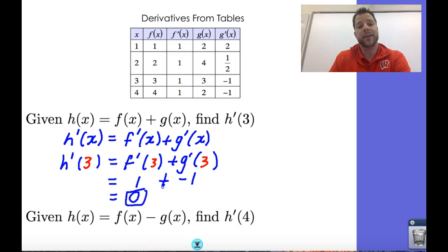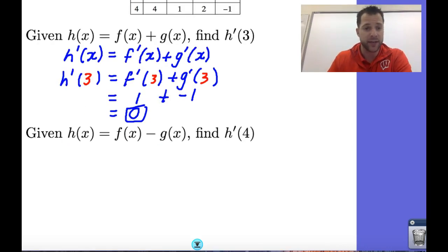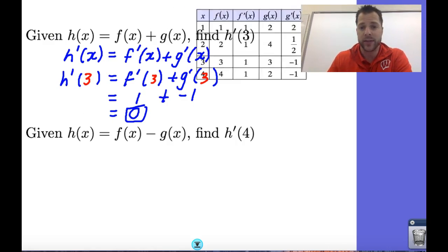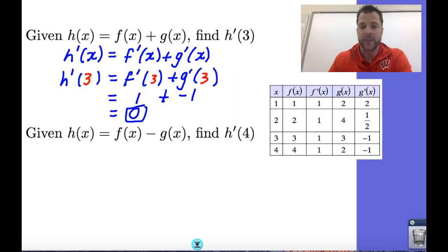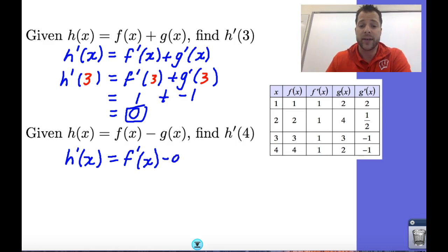Our second example is just a difference. So it's really just the same thing. Let me extend our table down here, extend our page. And what we can do is grab the table and bring it down here so we don't lose it. All right, so now let's look at finding h prime of 4, but now we're taking a difference. So we're going to have h prime of x. The derivative now is just the same thing, f prime of x minus g prime of x, excuse me.